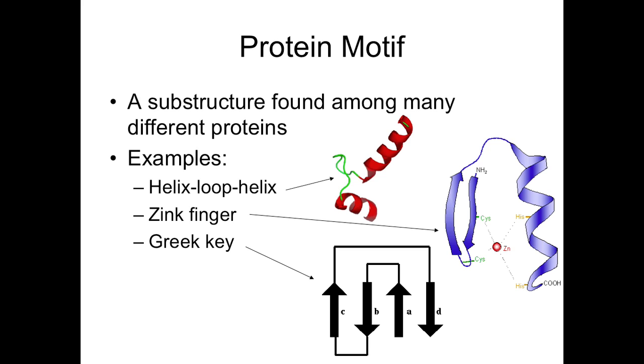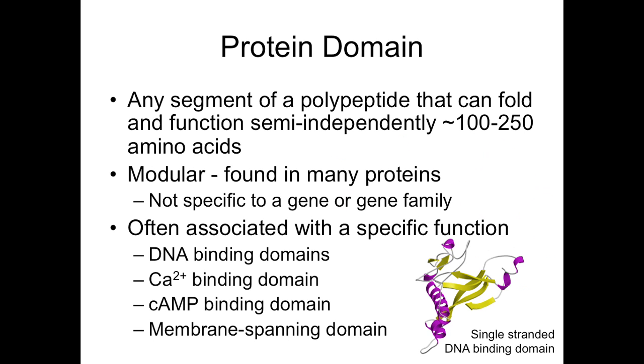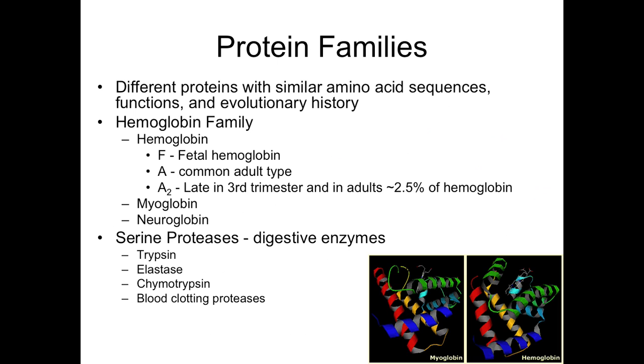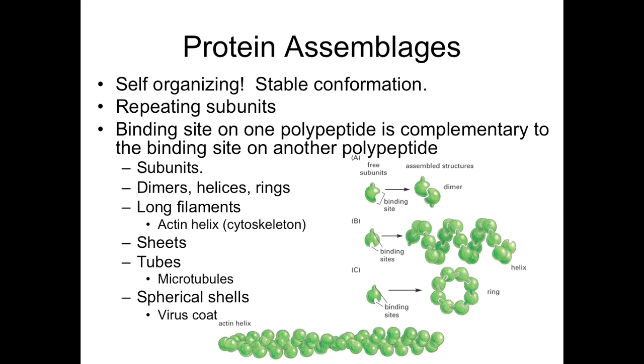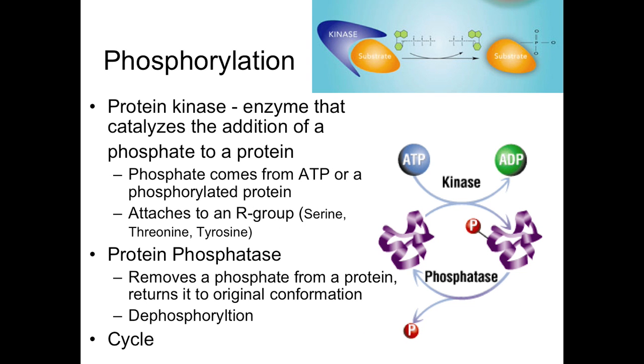And I also want you to go through these vocabulary terms. Okay, so motif is smaller than a domain. A family has to do with evolutionary history. A complex is unrelated proteins that all come together to do a single function. An assemblage is repetitive subunits. So I want you guys to go over that stuff on your own.